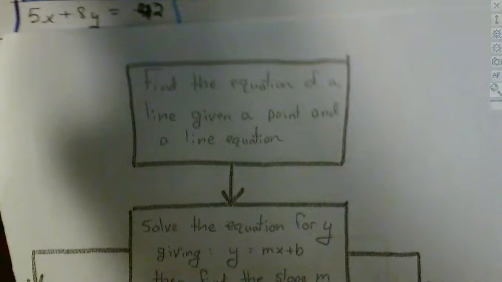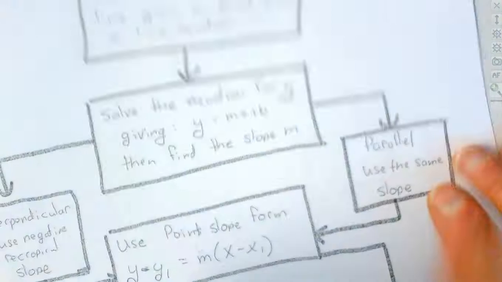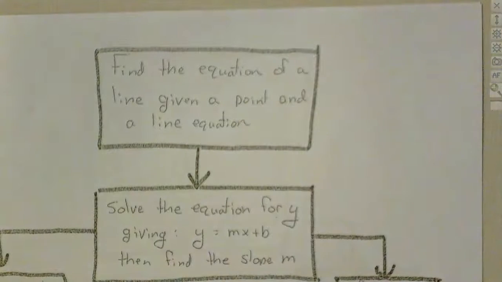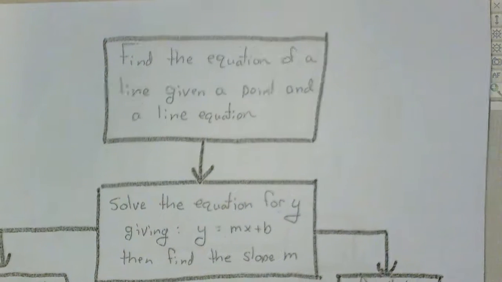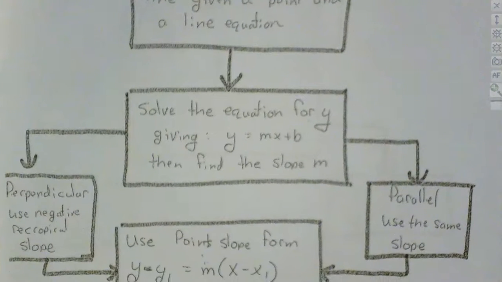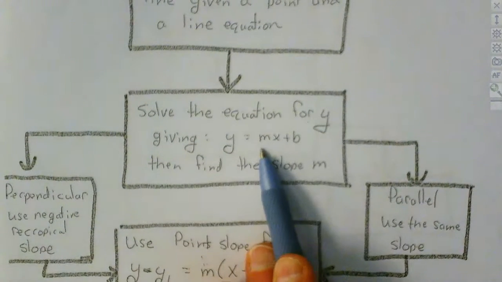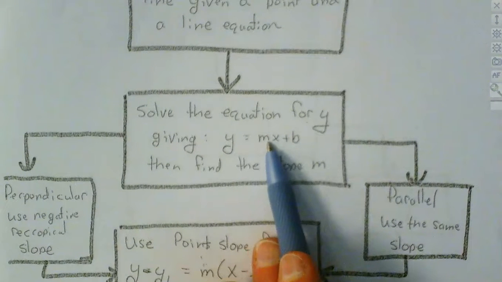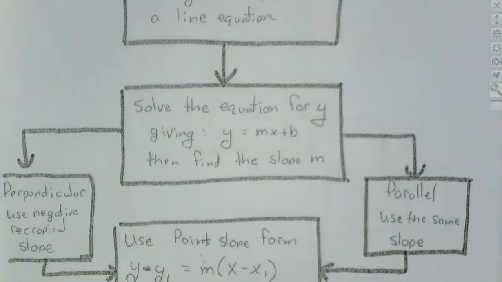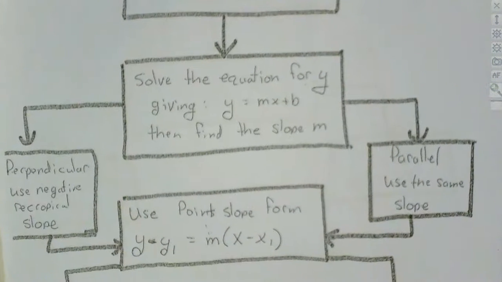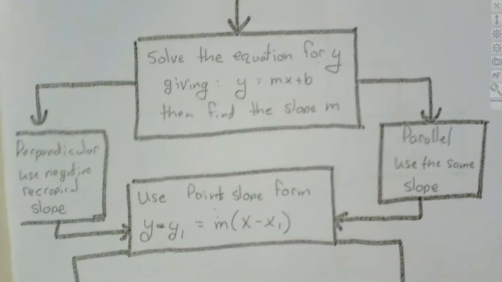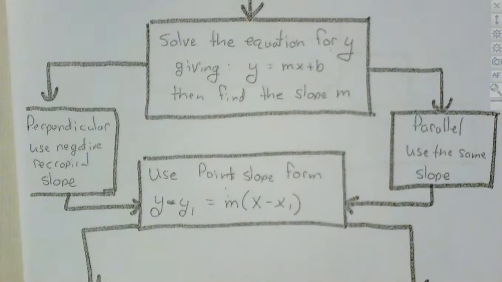So what we need to do is we always need to get our slope somehow. It might be given. You might have to calculate it using our slope formula. If they give you a line equation, though, you can find the slope by getting it in slope-intercept form. And then the number in front of the x is going to be the slope that you're going to be using. Now, once you've gotten the slope, then you have to read the question and see if it says it's parallel or if it's perpendicular.